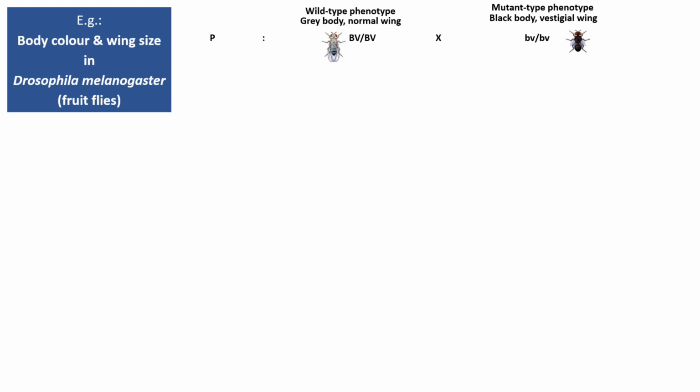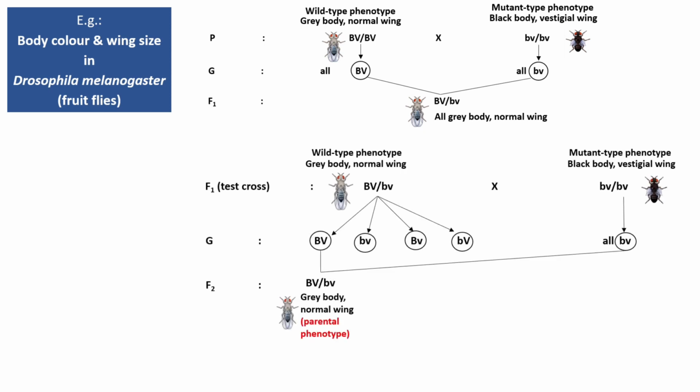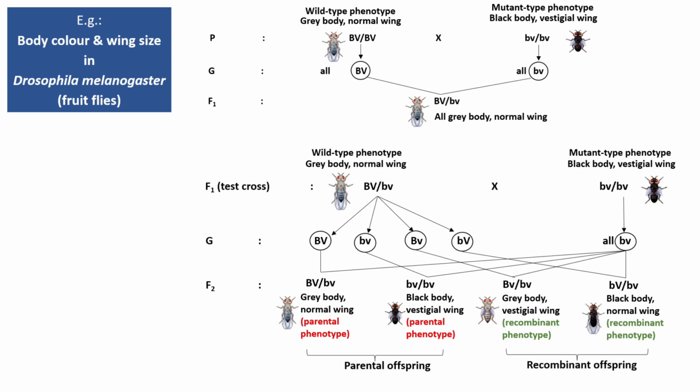Crossing between true breeding gray body and normal wing, with true breeding black body and vestigial wing, will produce F1 offspring where all are heterozygous gray body and normal wing. Test cross of F1 will produce F2 which are heterozygous gray body and normal wing, a parental phenotype. Homozygous recessive black body and vestigial wing, a parental phenotype. Heterozygous gray body and vestigial wing, a recombinant phenotype, and heterozygous black body and normal wing, a recombinant phenotype. Offspring with parental phenotype also known as parental offspring, and offspring with recombinant phenotype is known as recombinant offspring.